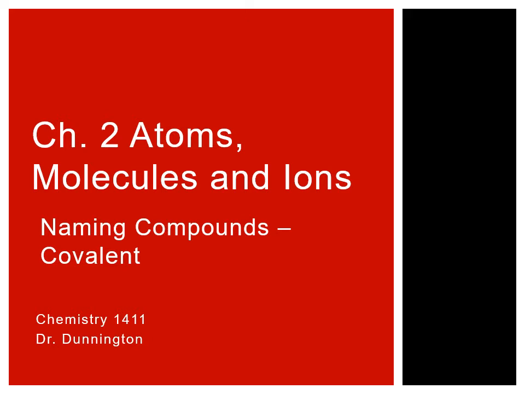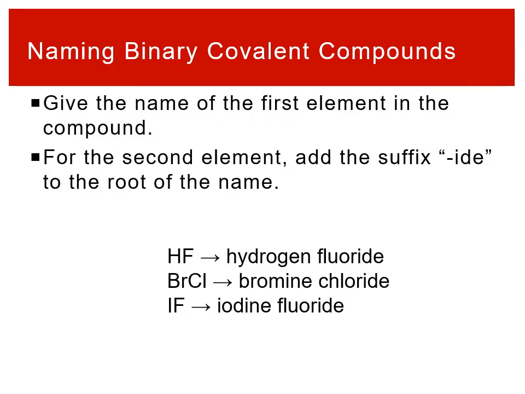Now it's time to talk about how we name covalent compounds. As previously hinted at, covalent compounds can get a lot more complicated than ionic compounds. One important thing to note: we are only going to learn to name binary covalent compounds. That means there are only going to be two elements in the compound.